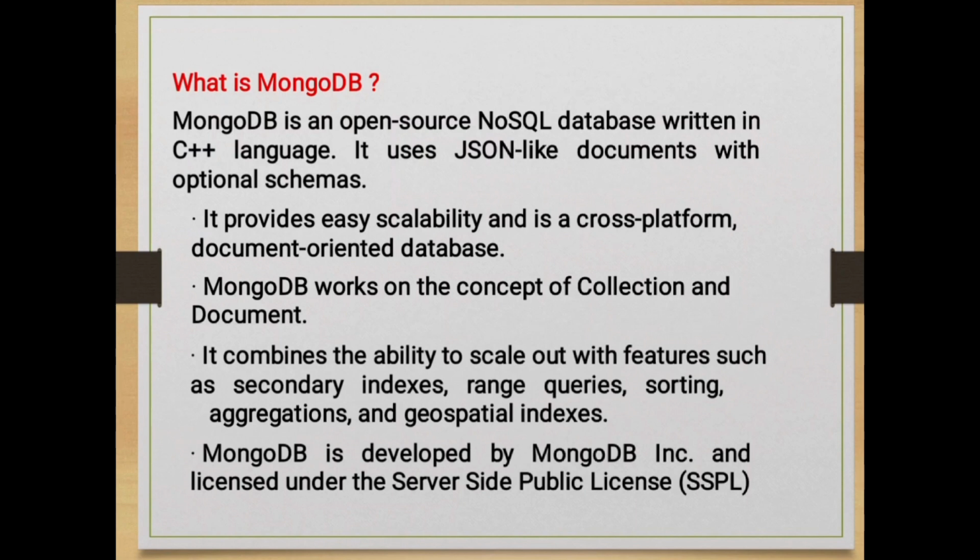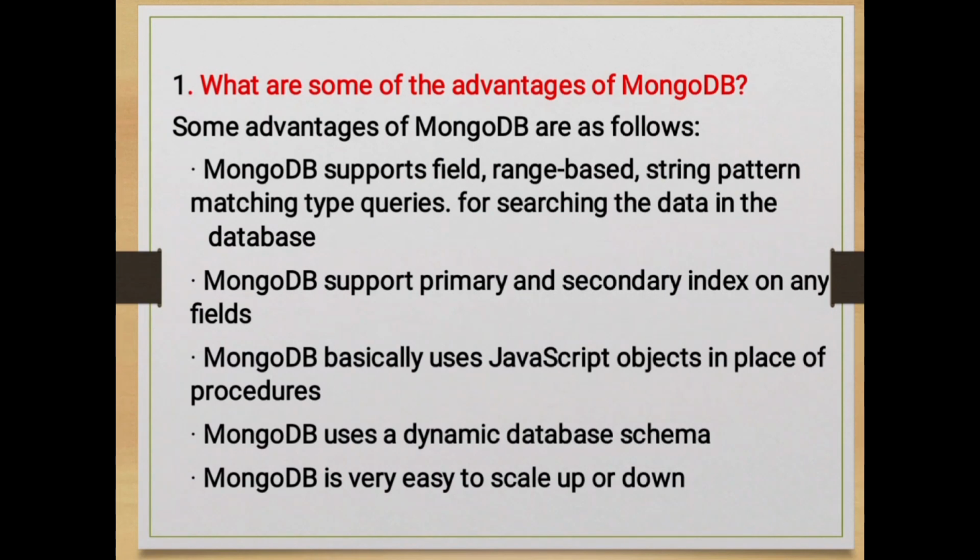So let's start with the first question, that is, what is mongoDB? mongoDB is an open source NoSQL database written in C++ language. It uses JSON-like documents with optional schemas. It provides easy scalability and is a cross-platform document-oriented database. mongoDB works on the concept of collection and document. It combines the ability to scale out with features such as secondary indexes, range queries, sorting, aggregations, and geospatial indexes, which are not available in MySQL. mongoDB is developed by MongoDB and licensed under the server-side public license SSPL.